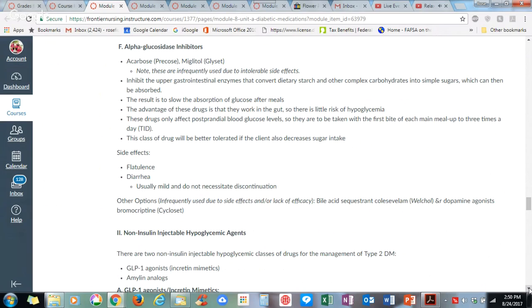The advantage is that they work in the gut, so there is little hypoglycemia. These drugs only affect postprandial blood sugar levels, so they are taken with the first bite of each main meal up to 3 times a day. This class of drug will be better tolerated if the client also decreases sugar. Side effects: flatulence, diarrhea, usually mild and does not necessitate discontinuation.